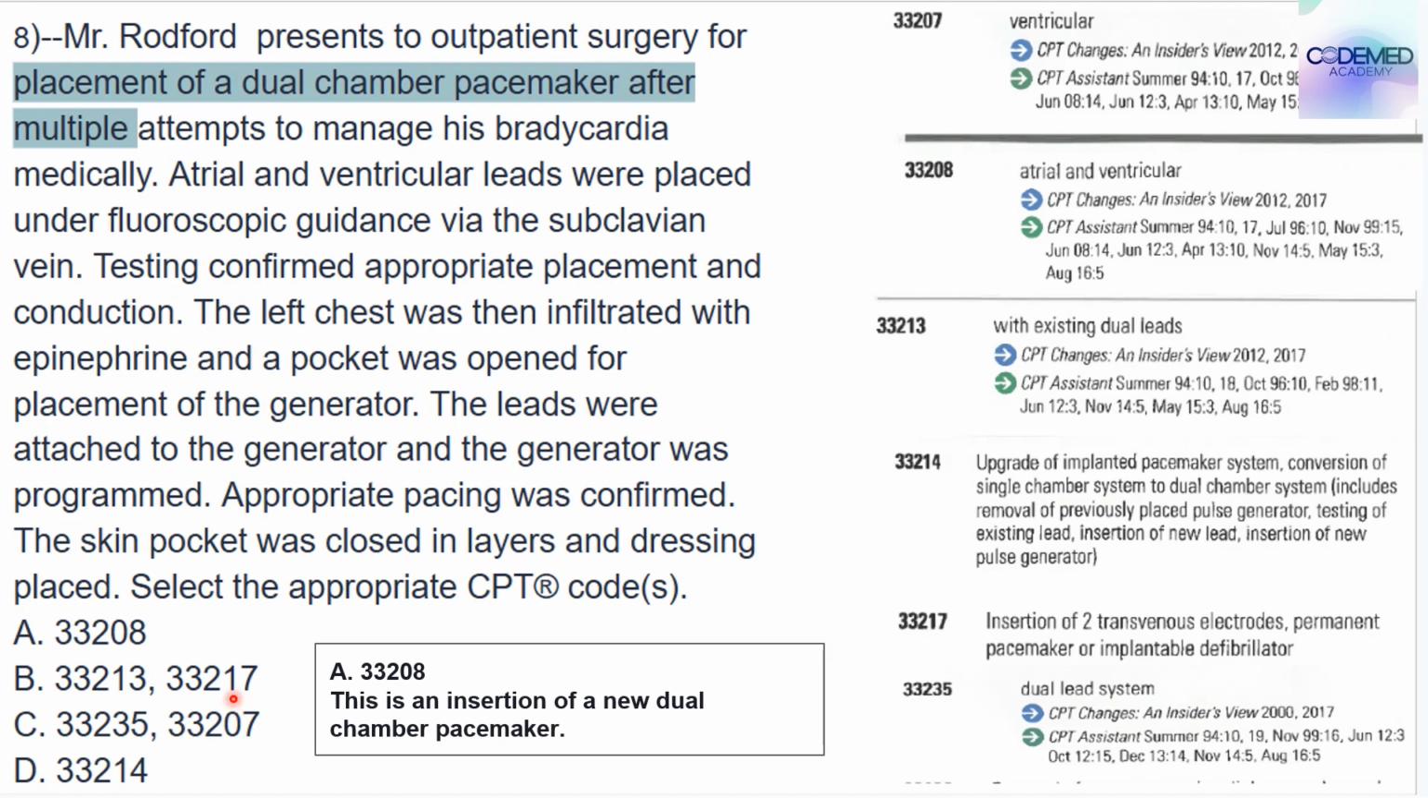So our answer is 33208, because this is the code for an insertion of the new dual chamber pacemaker. This is a kind of combo code, because whenever I am talking about insertion of the new system, it includes the insertion of the leads as well as the pulse generator. So rather than using the individual codes for insertion of the leads and insertion of the pulse generator, if I have a combo code, I'll pick that. And that's why the answer is A.